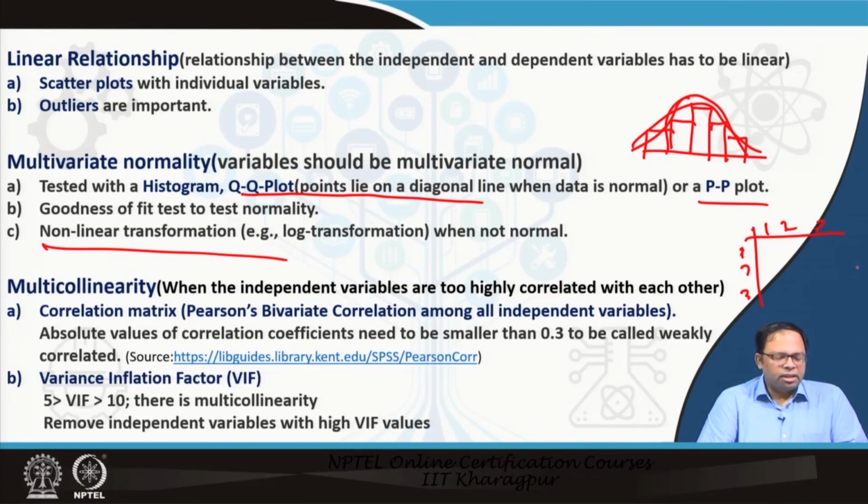There is also another way to check this. We check the variance inflation factor, VIF. If the variance inflation factor is between 5 to 10, there is multicollinearity, and when it is near 10, then it is very, very correlated, and we need to get rid of that particular variable. So we should remove independent variables with high VIF values. And in case of Pearson's bivariate correlation, different values have been suggested, like for moderate correlation, 0.3 is the value. When it is above 0.3, we call it moderate correlation. If it is above 0.5, we say very high correlation, and we should get rid of one of the variables.